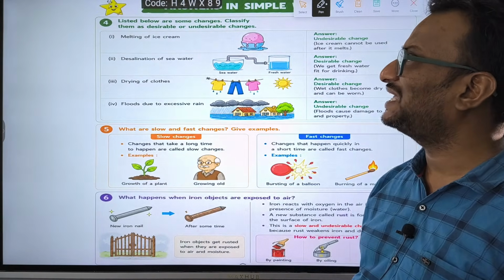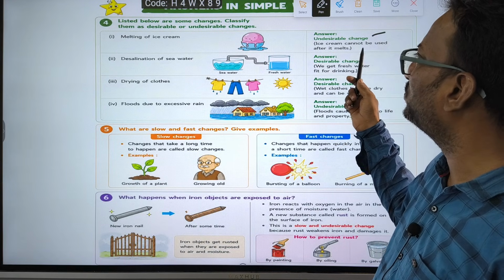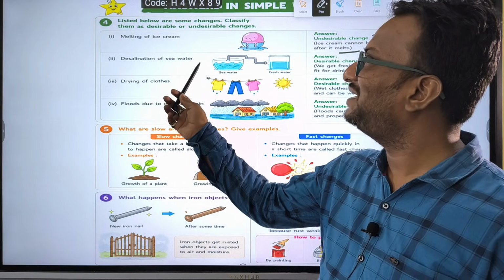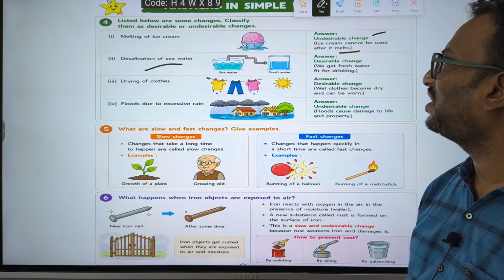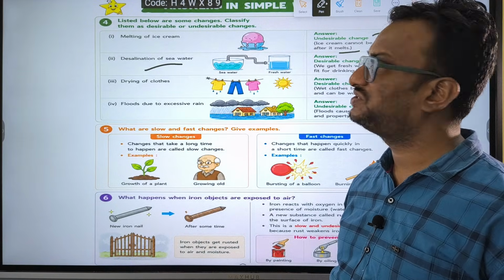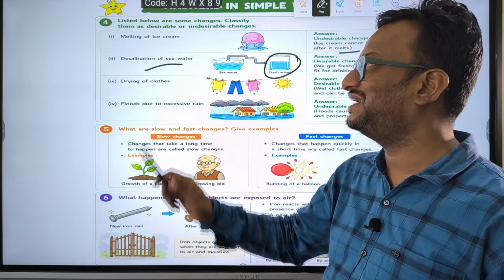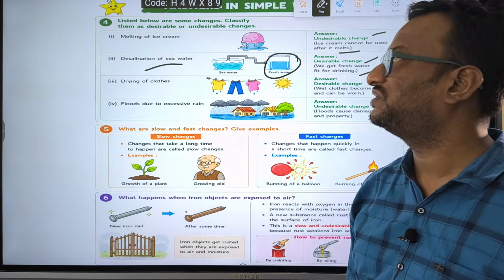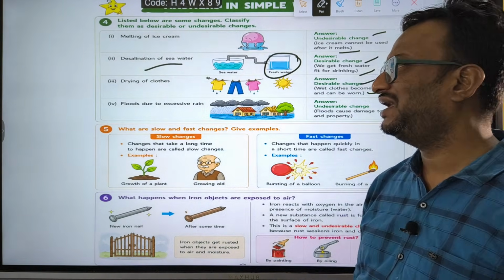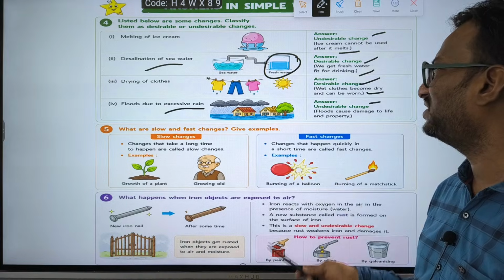Listed below are some changes, classify them. Melting of ice cream is an undesirable change. Ice cream cannot be used after it melts, it is unable to eat. And desalination of seawater is a desirable change. When we get fresh water from seawater, the salt content is removed, so seawater is converted into fresh water. That is desalination. It is a desirable change. Drying of clothes is a desirable change. Wet clothes become dry on a sunny day. Floods due to excessive rain are an undesirable change.